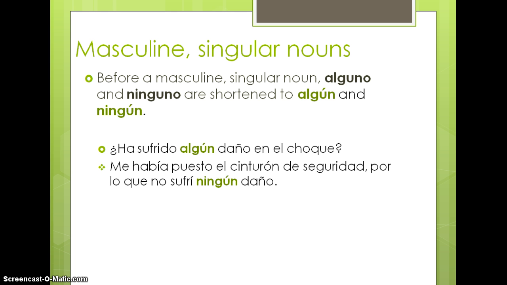Now, before a masculine singular noun, alguno and ninguno are shortened to algún and ningún, as you noticed in your chart. So, ¿ha sufrido algún daño en el choque? Have you suffered any harm in the accident? The person might answer, me había puesto el cinturón de seguridad, por lo que no sufrí ningún daño. I had fastened my seatbelt, and so I suffered no injuries. You can see in both situations, daño is a masculine singular, so both alguno and ninguno are shortened, and there is the addition of that accent.